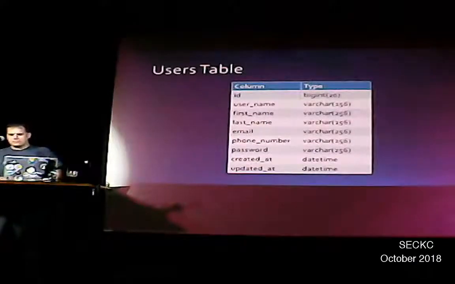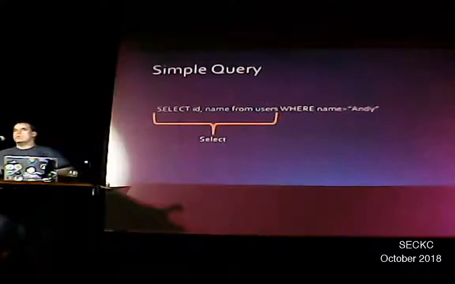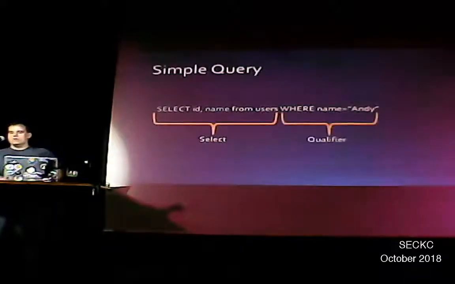If I want to go and get data off of that table, it's a domain-specific language called SQL, and I can say select ID and common name from this users table where the username, or the name in this case, is Andy. And that would pull back all of the rows that qualified with the name Andy.